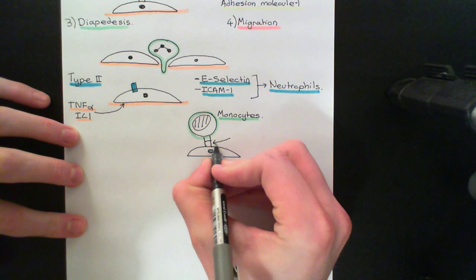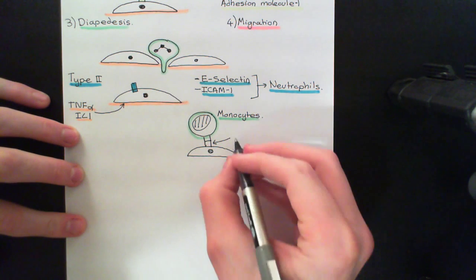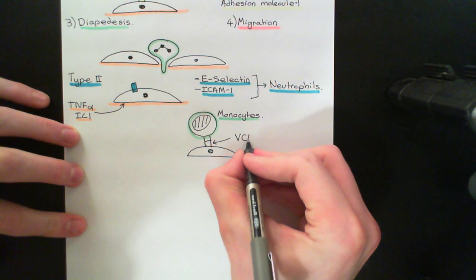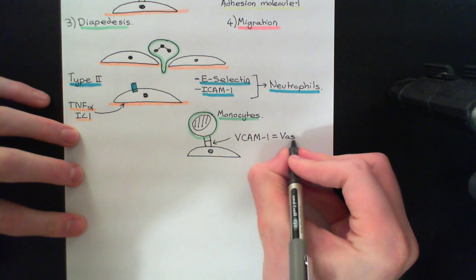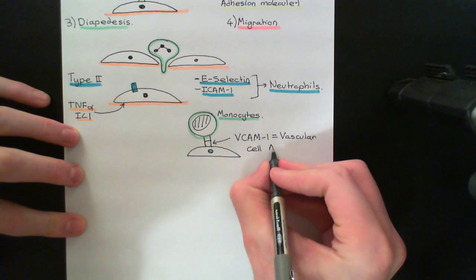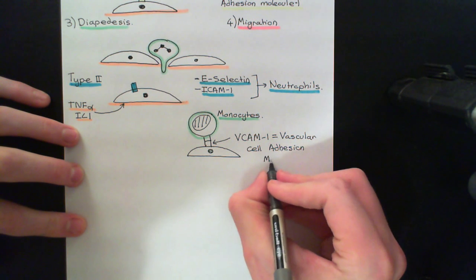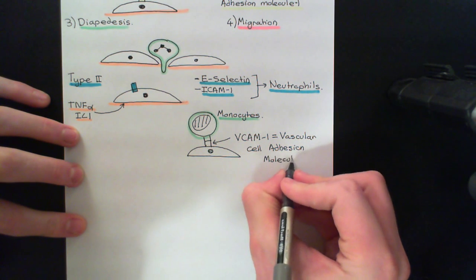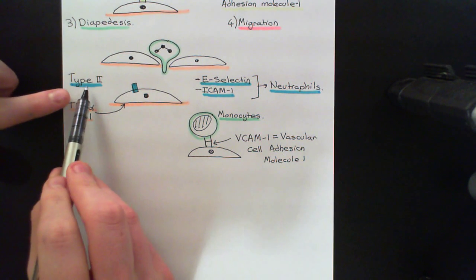You have an integral membrane protein on the apical surface of the endothelial cells, and this integral membrane protein is going to be produced in response to type 2 activation, and this is by the name of VCAM1 rather than ICAM1, and this stands for vascular cell adhesion molecule 1. So I'll repeat, vascular cell adhesion molecule 1 is only going to be present on the apical surface of the endothelial cells once type 2 activation has occurred.